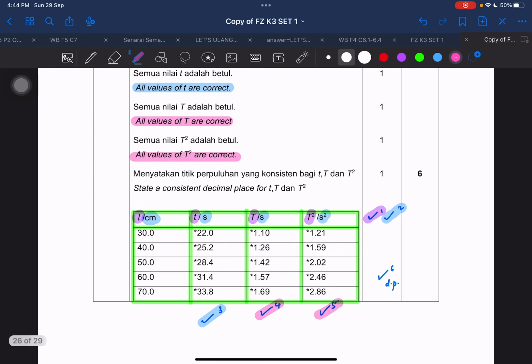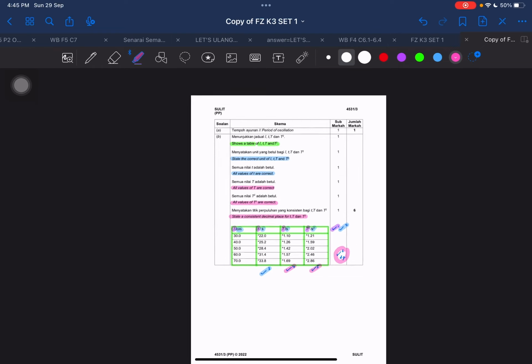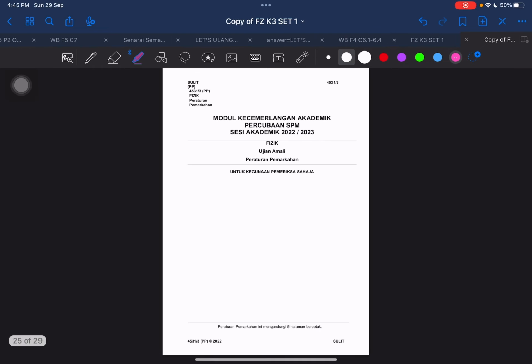Alright, tick 6. Tick 6 will be consistent decimal place for T, capital T and capital T square. So here the number of decimal places are all consistent. So you get tick 6. So all together is 6 marks. Alright.